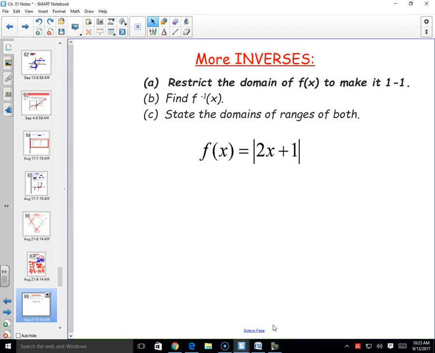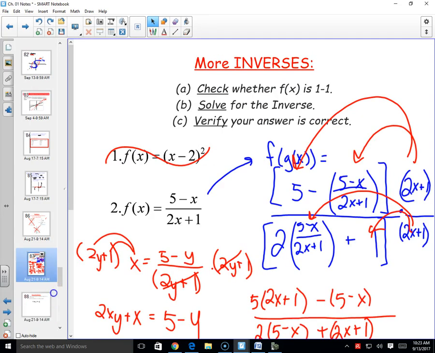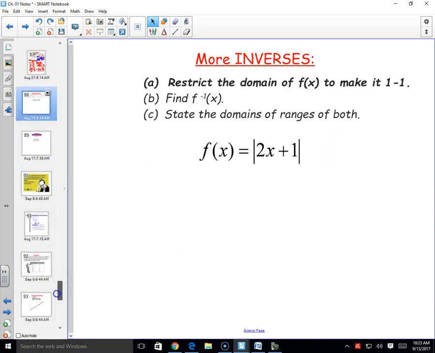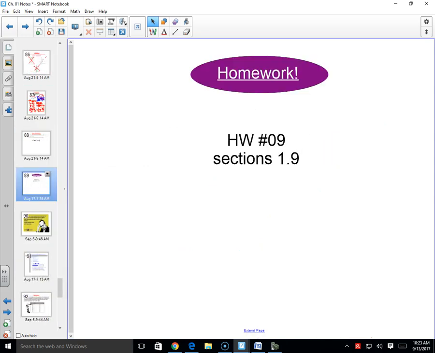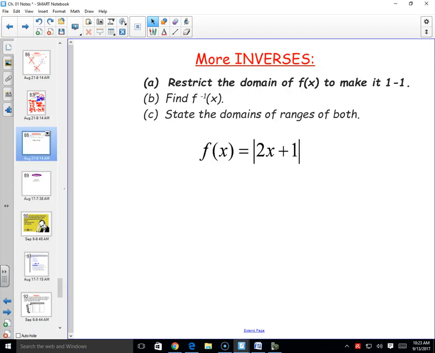Let's do the last example. The weird domainy one, and I bet that's what some of you guys got stuck on. And that's actually the last thing we have to do. You guys already did section 1.7, which had to do with transformations. This function is just an absolute value function that's been transformed. True? Absolute value function has been transformed.